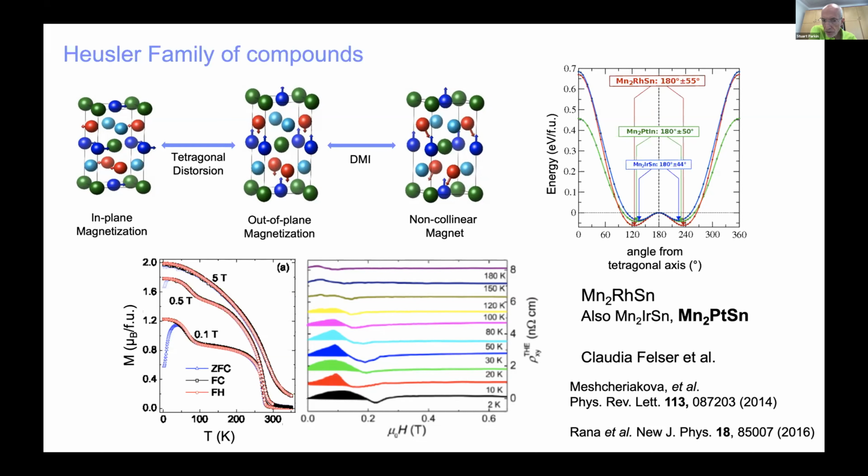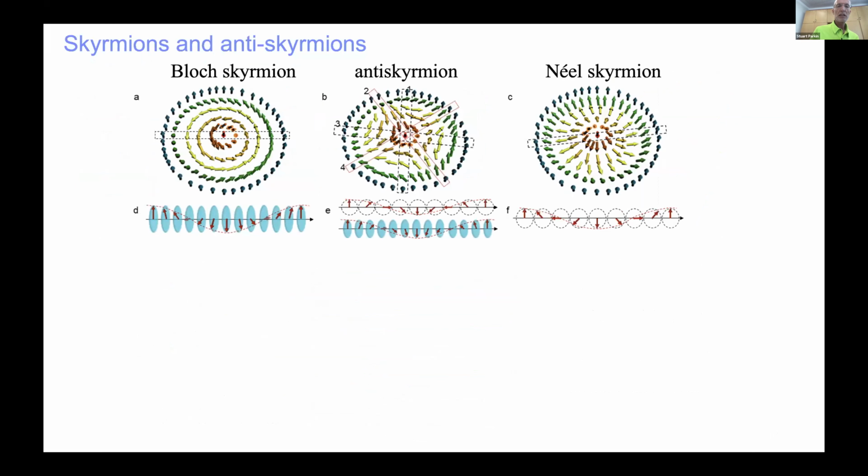And this was reflected, for example, in the temperature dependence of the magnetization. And we also showed that these systems show a topological Hall effect, which is shown in here, suggestive of some kind of interesting topological spin textures in the material. So I want to then remind you, what is a skyrmion?